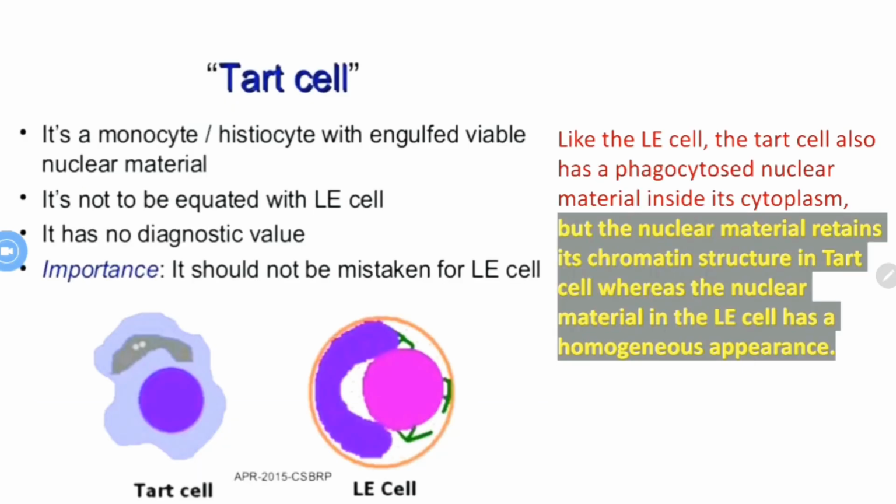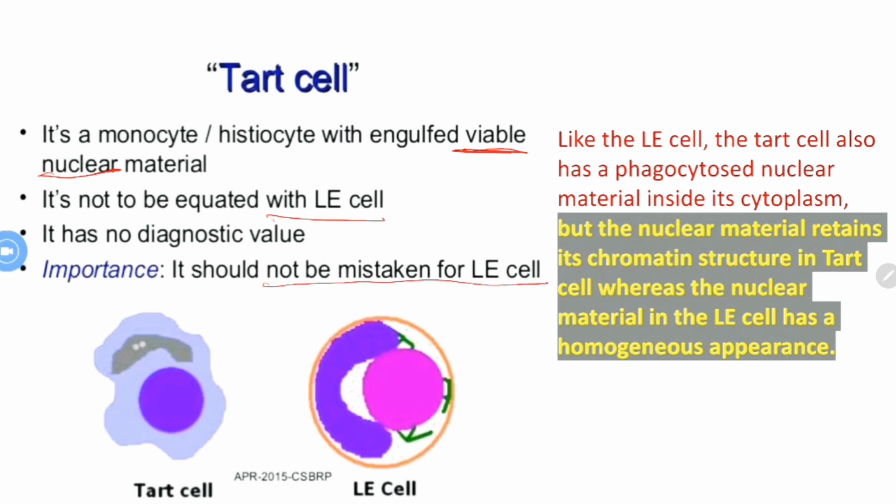Now, we have to know the difference of the LE cell from the tart cell. The tart cell is a monocyte or histiocyte which engulfs viable nuclear material. Here the word viable is important. We have already seen that in the LE cell there is degenerated nuclear material. In diagnostic value and importance, it should not be mistaken for the LE cell.